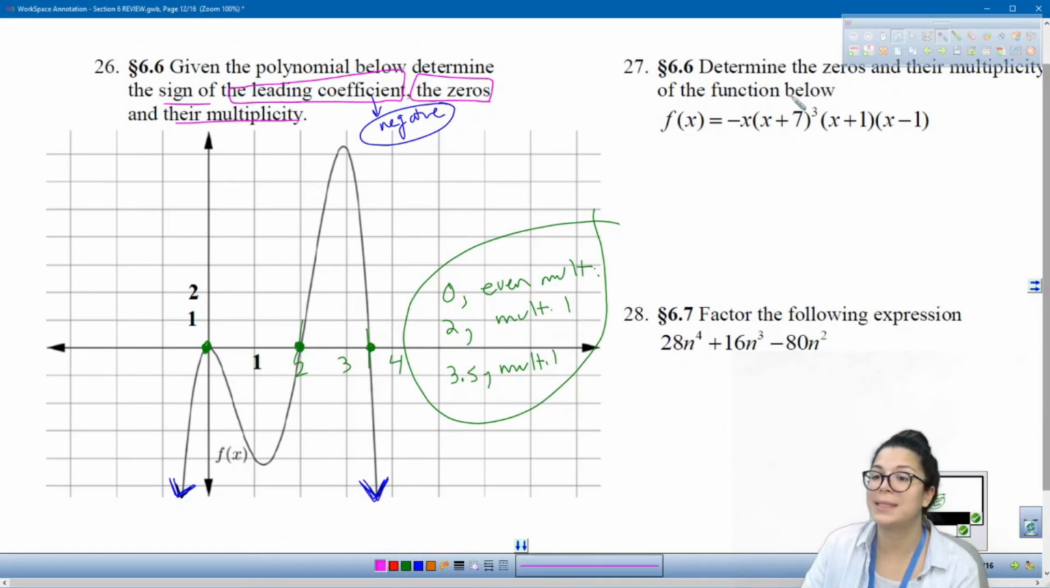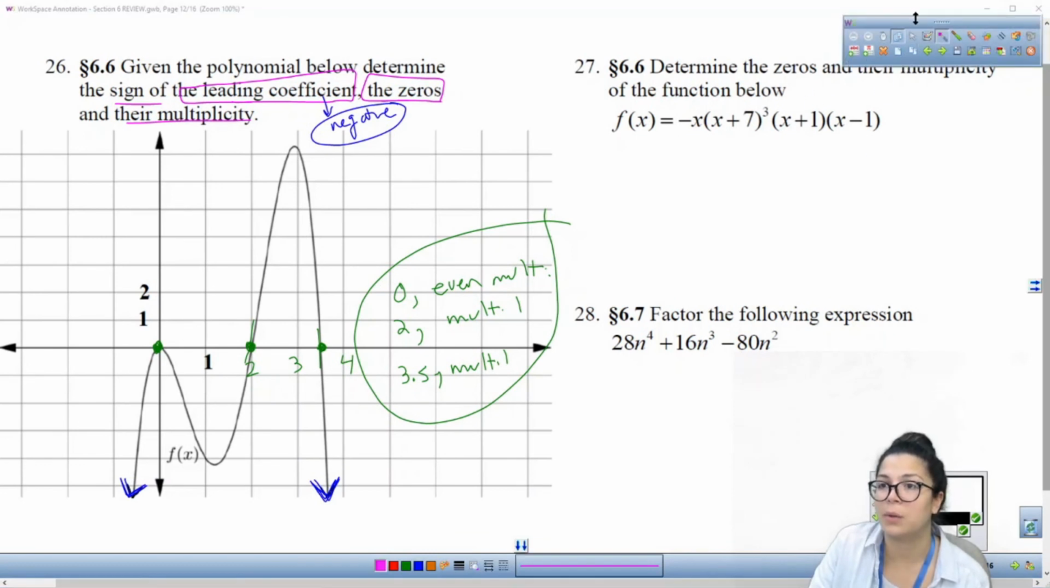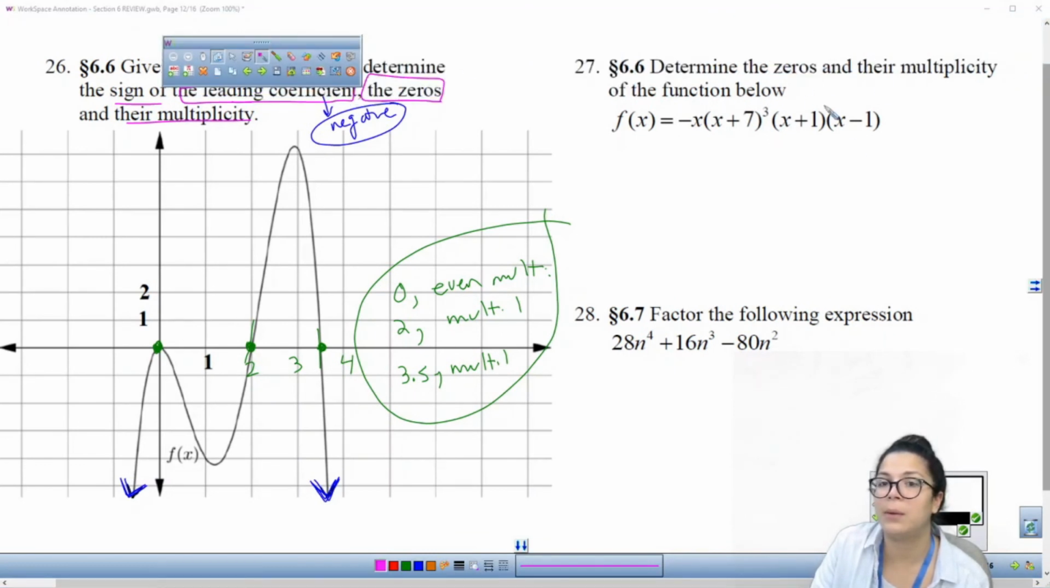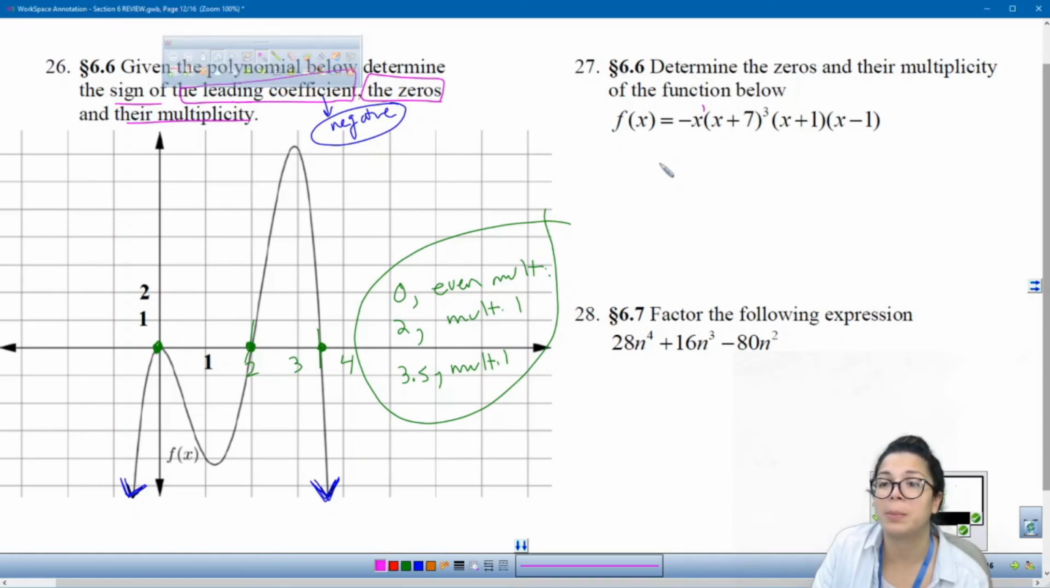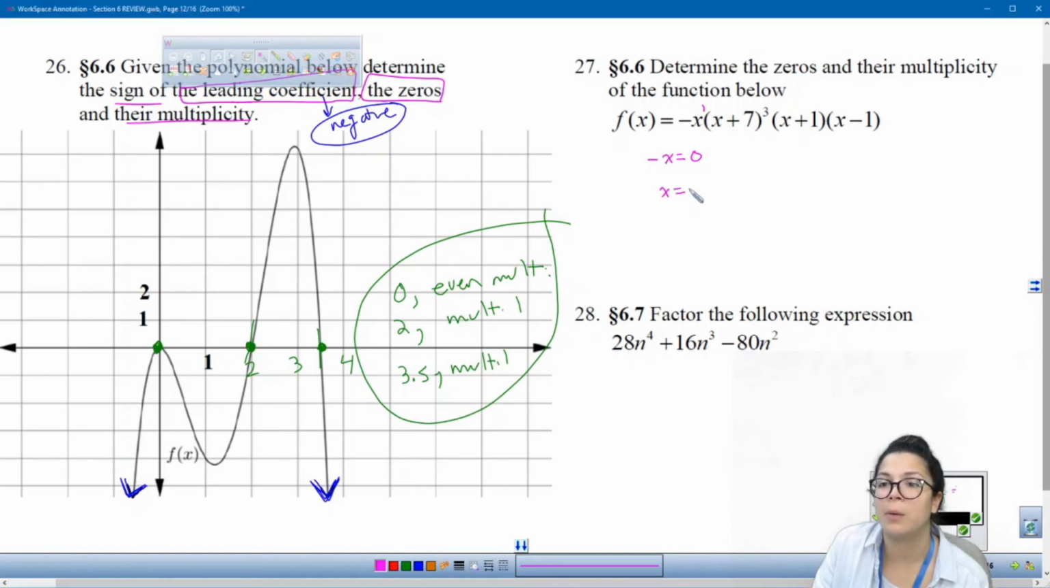All right, 27. Determine the zeros and their multiplicity. Okay, so same thing, but now instead of a graph, we have an equation. Now, the zeros are still the same, right? We have negative x to the power of 1. So that'll be multiplicity of 1. Negative x set equal to 0 will give me a zero of 0. Multiplicity of 1. I'm writing the multiplicity even if it's 1 because now they're asking me to write their multiplicity.